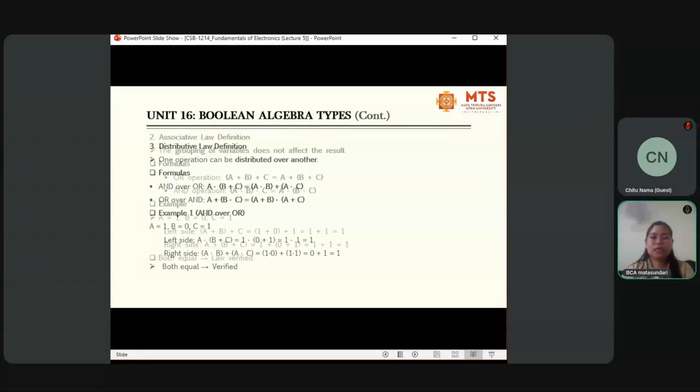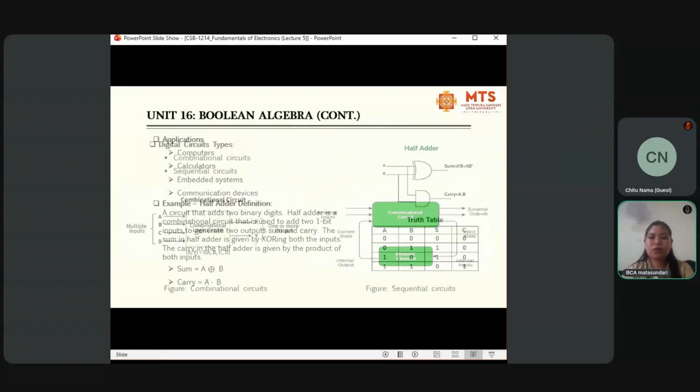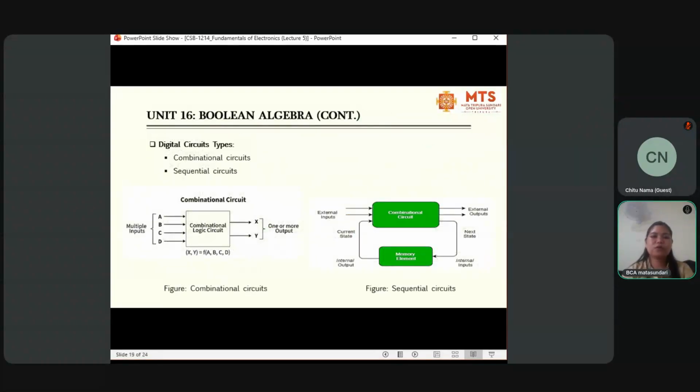Now let us see, this is the Boolean algebra law. So we have missed out this one: digital circuit types. There are two circuit types: combinational circuit and sequential circuit.